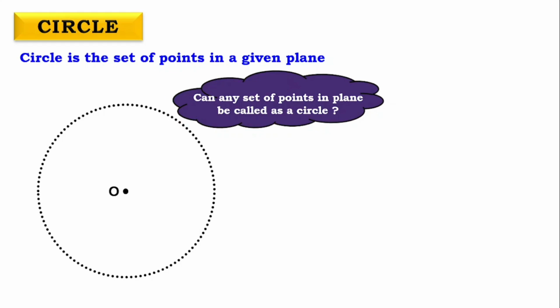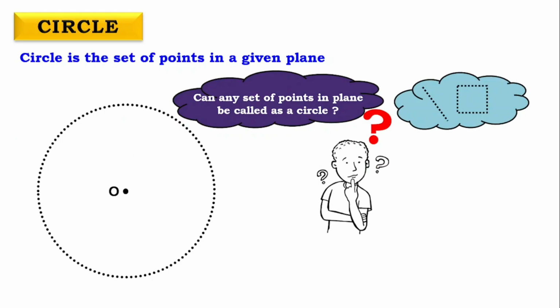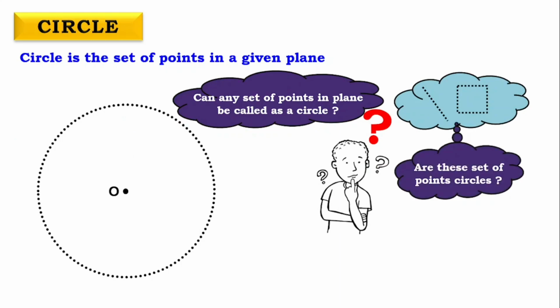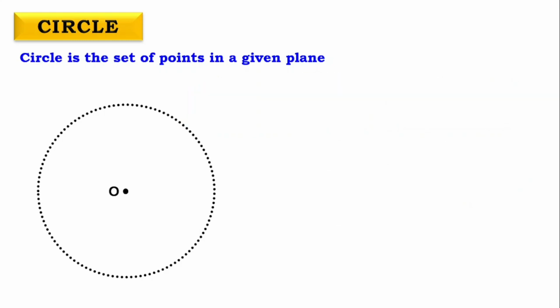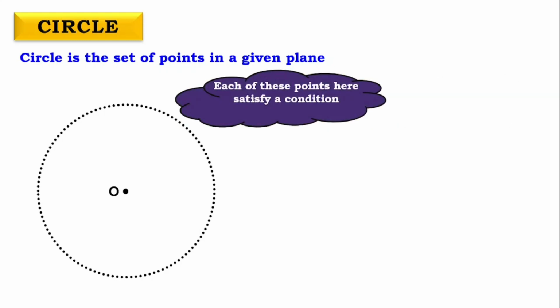Can any set of points in a plane be called as a circle? See this. Are this set of points circle? No, because this is a set of points of line and this is a set of points of square. No. So the answer is no. Each of these points here satisfy a condition. So these points satisfy a condition. Let us see the condition. Let us understand that.